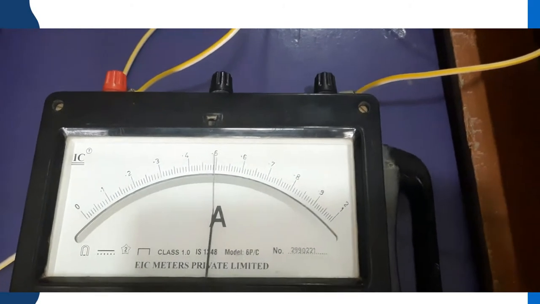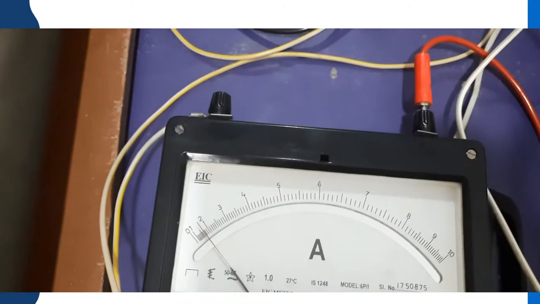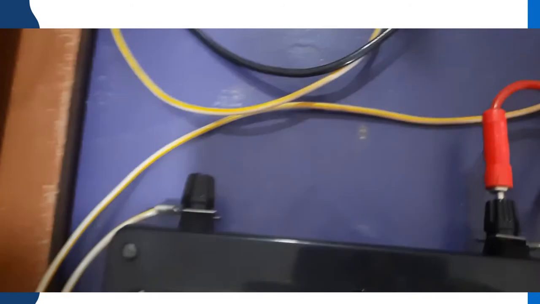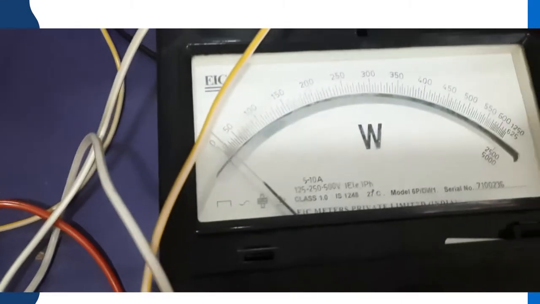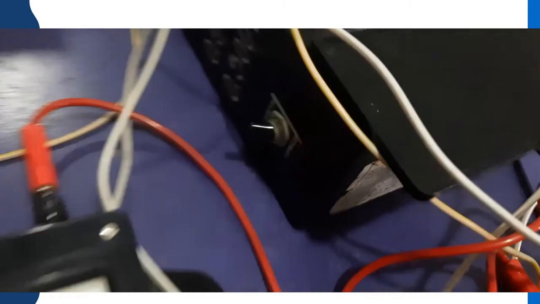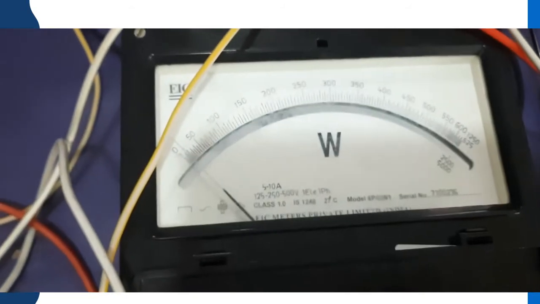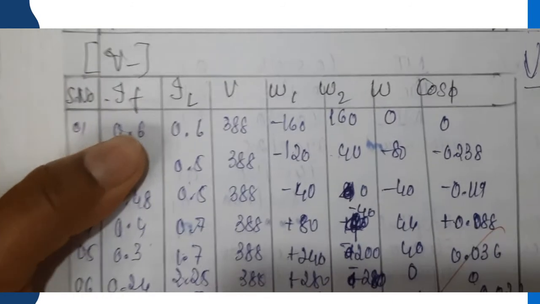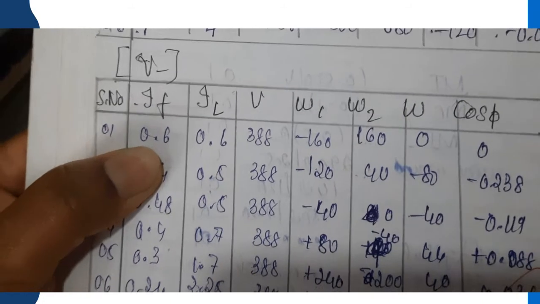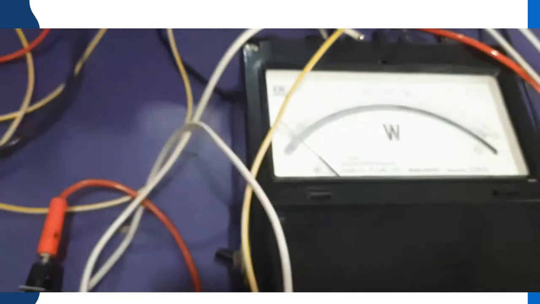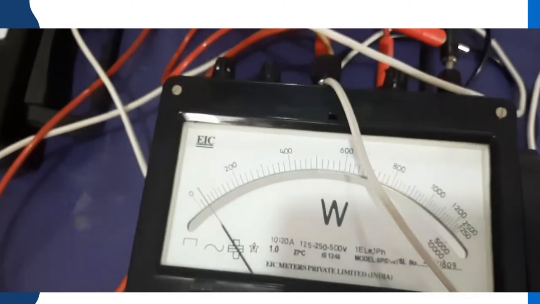So now it is 0.5 field current. Armature current is 1.5, then wattmeter 1 and wattmeter 2. Actually one of the wattmeters will kick back, so you have to reverse the switch. Whatever values you note down from wattmeter 1 will all be negative values. Here you can see the first reading W1 is minus 160 because the wattmeter kicks back. So reverse the switch, take down the negative values, and note down W2 also.